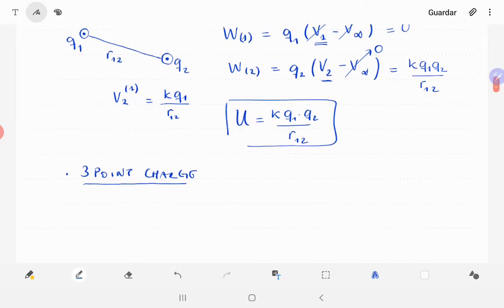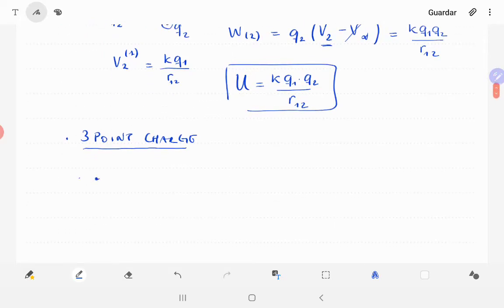Okay, so we bring the first point charge, Q1. The electric potential energy of this system of 3 point charges is going to be the work we need to bring the first charge, plus the work we need to bring the second charge, plus the work we need to bring the third charge. As in the first example, the work we need to bring the first charge is going to be 0, because there's nothing else there. So the potential at this point, when there's no other charge around, is just 0. So we don't need any work.